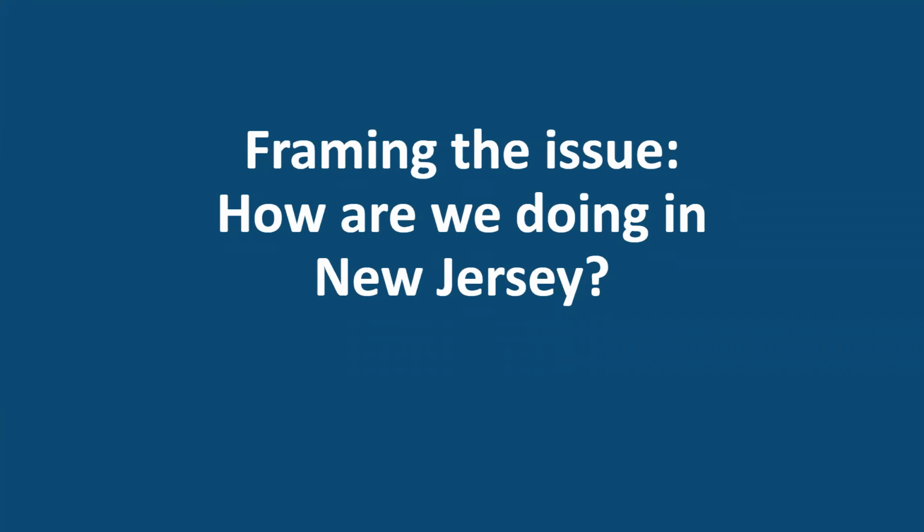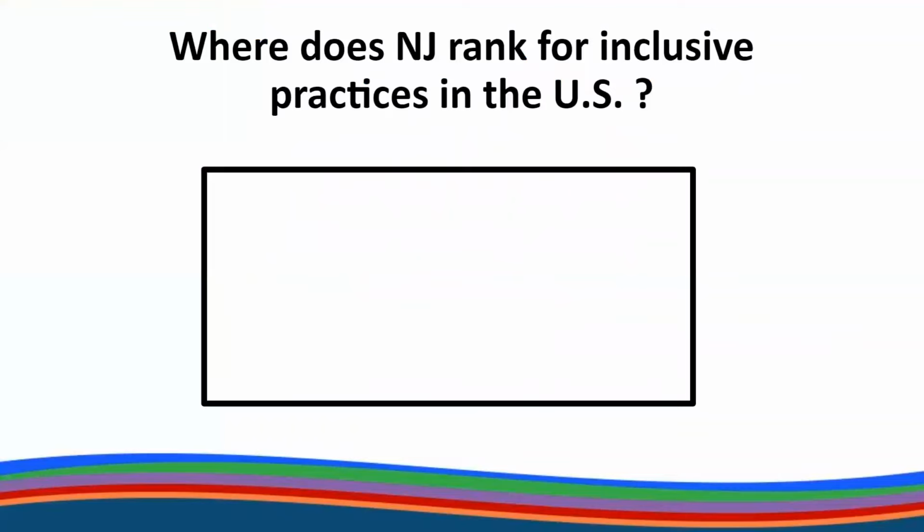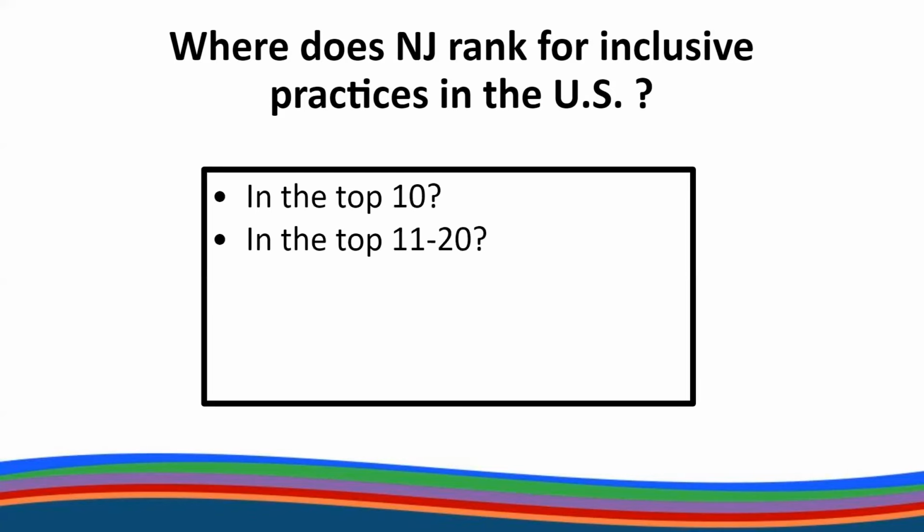In order to better understand the purpose of this training and the role of paraeducators in supporting students in inclusive classrooms, it is important to understand the context and where we currently are with practices of inclusive education in the state at this time. On this slide, you will see several options for where New Jersey could rank nationwide for inclusive placements for students with disabilities. Make note for yourself which of these rankings you think is correct. Do you think that New Jersey ranks in the top 10, in the top 11 to 20, 21 to 30, 31 to 40, or 41 to 50?